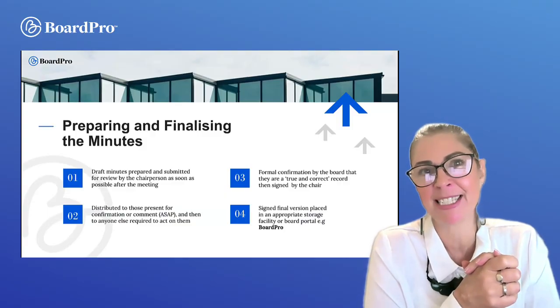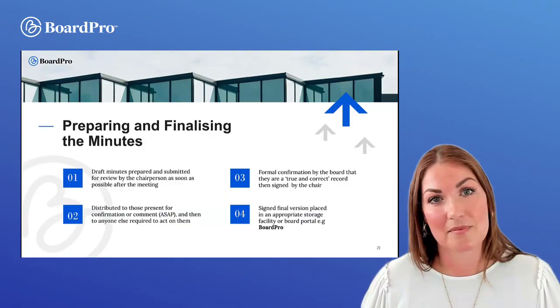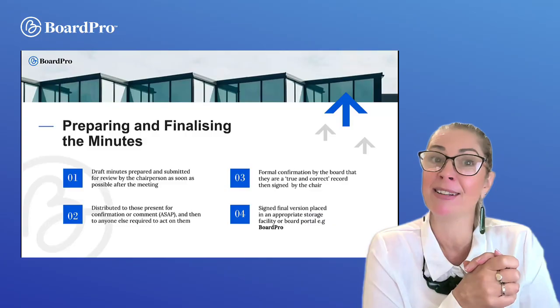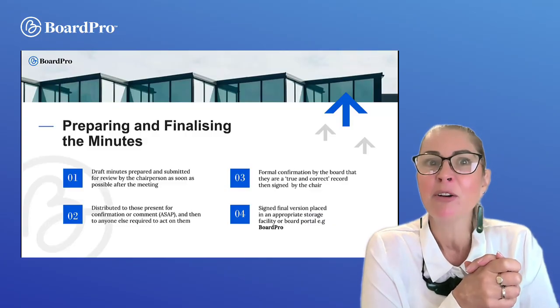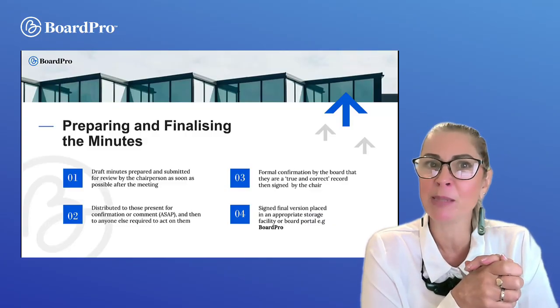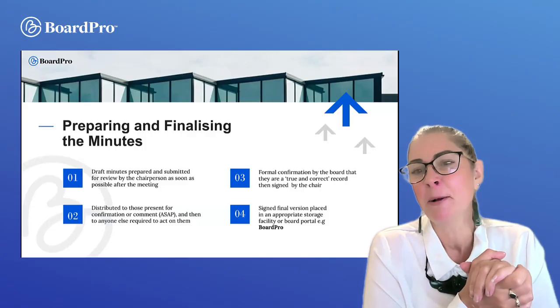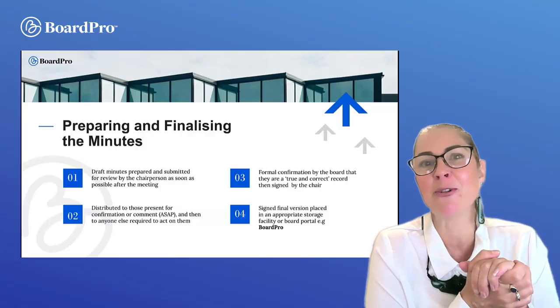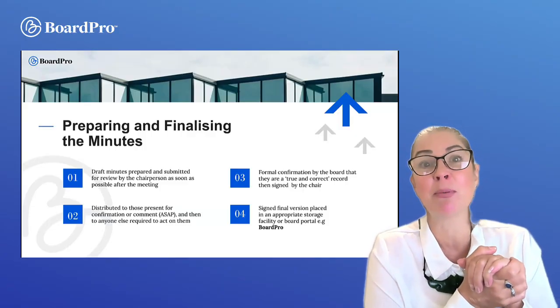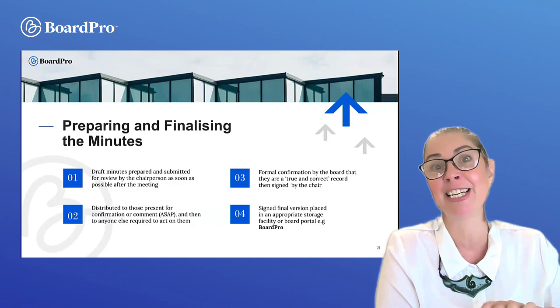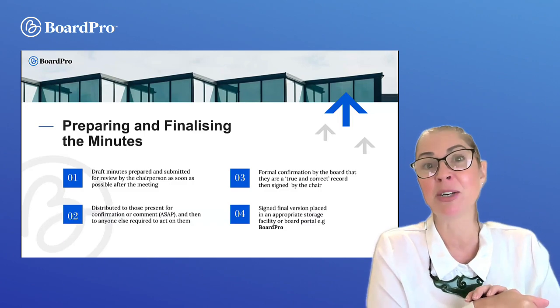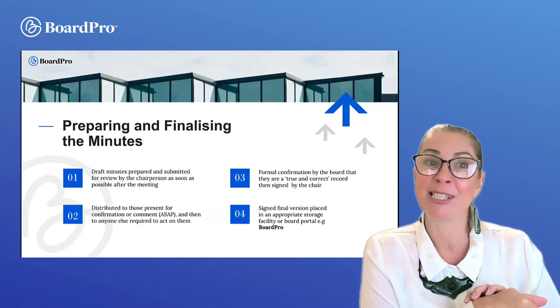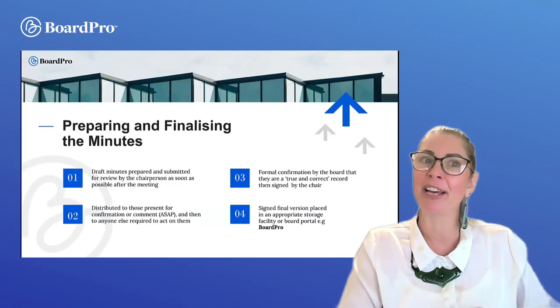However, in practice, it is quite common for the chair to ask that the board minutes go to the CE for checking through first before they go to the chair. I'm not a big fan of this, and I know that you're not either, simply because it is the board's job to hold the CE to account, and it puts us as board secretaries in an awkward position if the CE wants to make changes to the minutes.